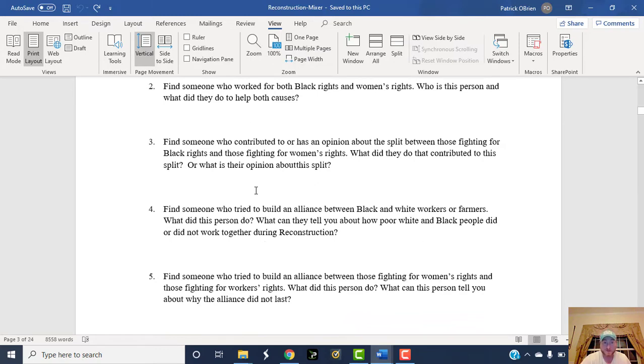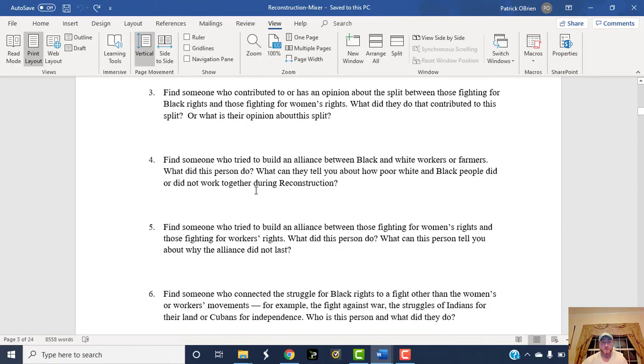Number 3, find someone who contributed to or has an opinion about the split between those fighting for black rights and those fighting for women's rights. What did they do that contributed to this split? Or what is their opinion about this split?